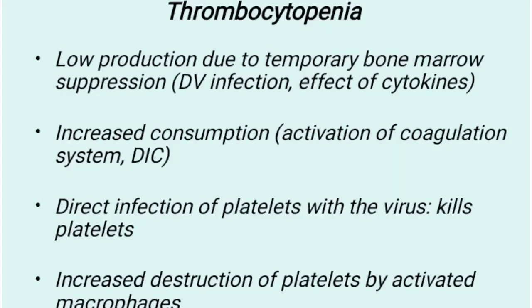Dengue has multiple manifestations. One of them is thrombocytopenia. This picture is showing why thrombocytopenia is seen in dengue. There are multiple levels where thrombocytopenia can occur due to dengue. It may be due to low production of platelets. That may be due to increased consumption, because there is some element of DIC in dengue, and direct interference of platelets with the virus, as the virus directly kills the platelets, and there is also increased destruction of the platelets by activated macrophages. So see the different mechanisms through which we get low platelet count in dengue.